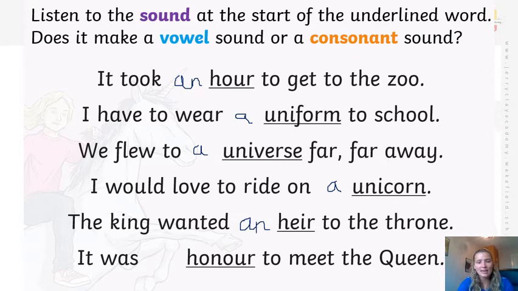And it was an honour, because again we're hearing the O sound, not the H, so it was an honour to meet the Queen. Fantastic if you've got all of those correct. If you haven't, just have a look again, have a read of your sentences and see, can you tell now which ones have the consonant and the vowel sound, to see whether to use a or an correctly.